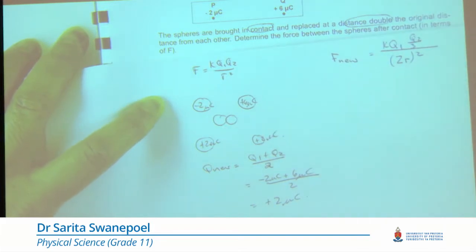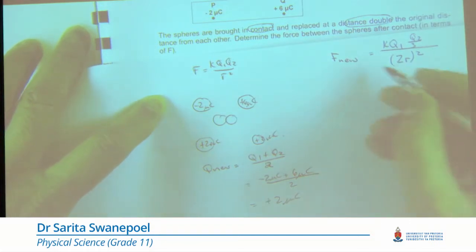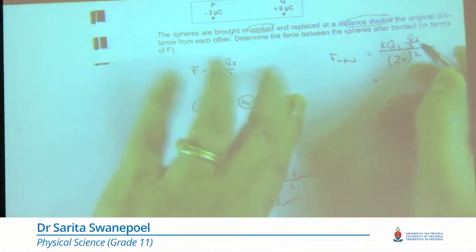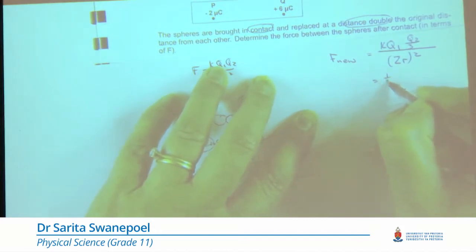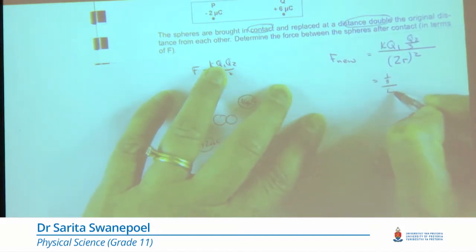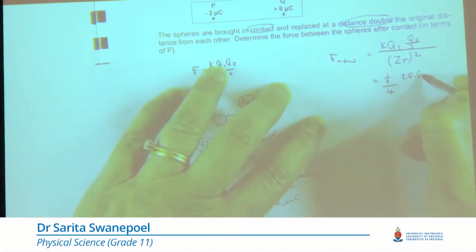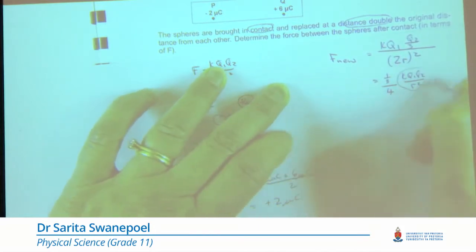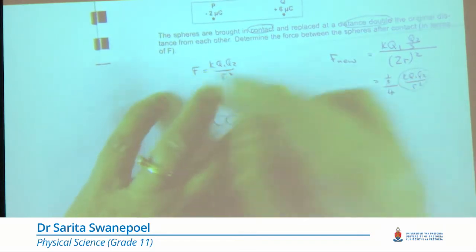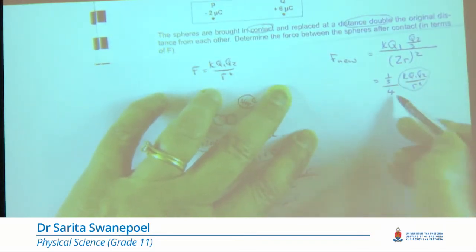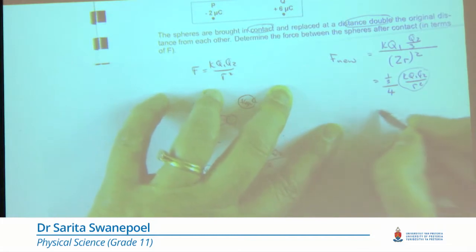Okay, time to take all the strange things to the front. What's strange at the top? 1/3. What's strange at the bottom? 4. And the rest is just k Q1 Q2 over r squared. So fine, that is the old F. 1/3 divided by 4 is 1/12.